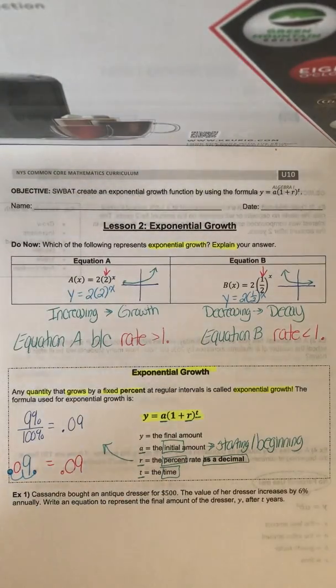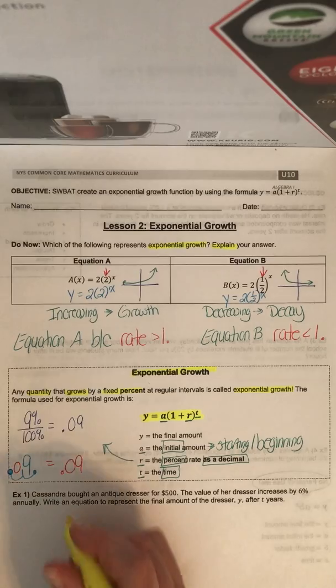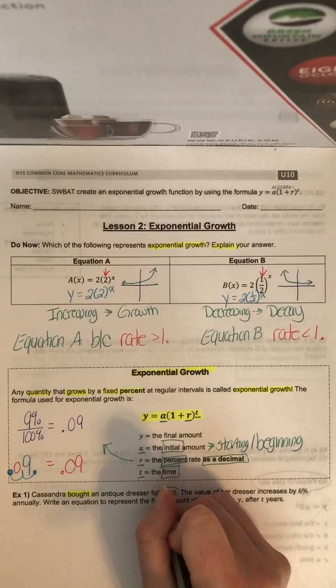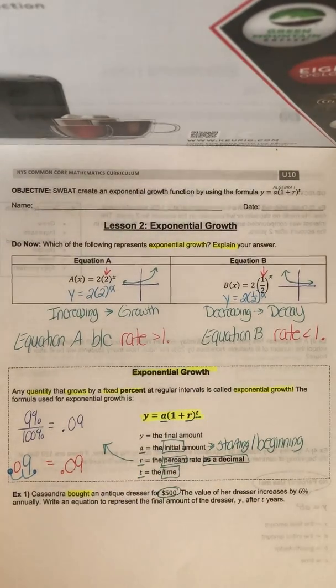So as I'm reading example 1, again, I'm just highlighting or underlining or circling all the important things. It says Cassandra bought an antique dresser for $500. This is an important vocab word. If I'm buying something, I'm spending money, it's money that's going out. So I'm going to keep that in mind. I'm buying a dresser for $500. That's a dollar amount, so I'm going to circle it.